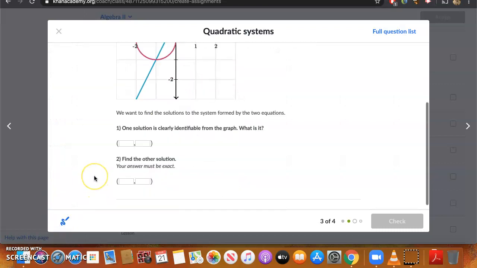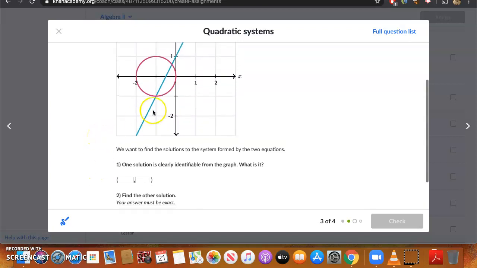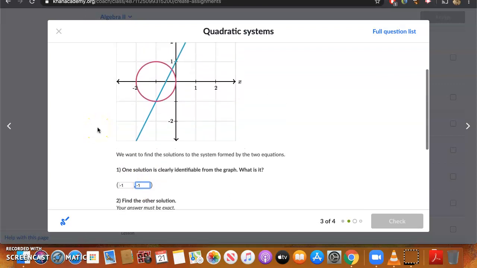Yeah, they already give you one. One solution is clearly identifiable on the graph. What is it? So we can see that this is the one that's clearly identifiable, and that looks like it's going to be -1, -1. So let's type that in. -1, -1.